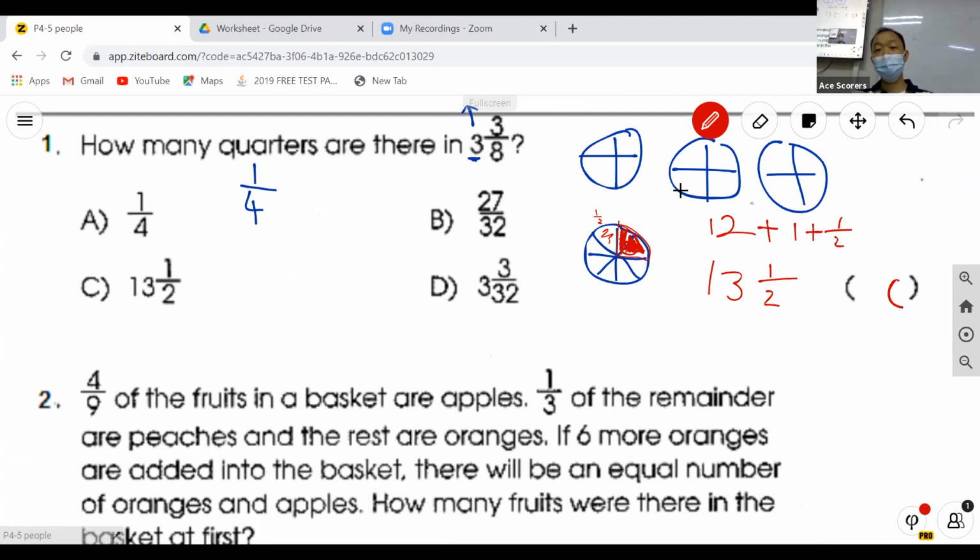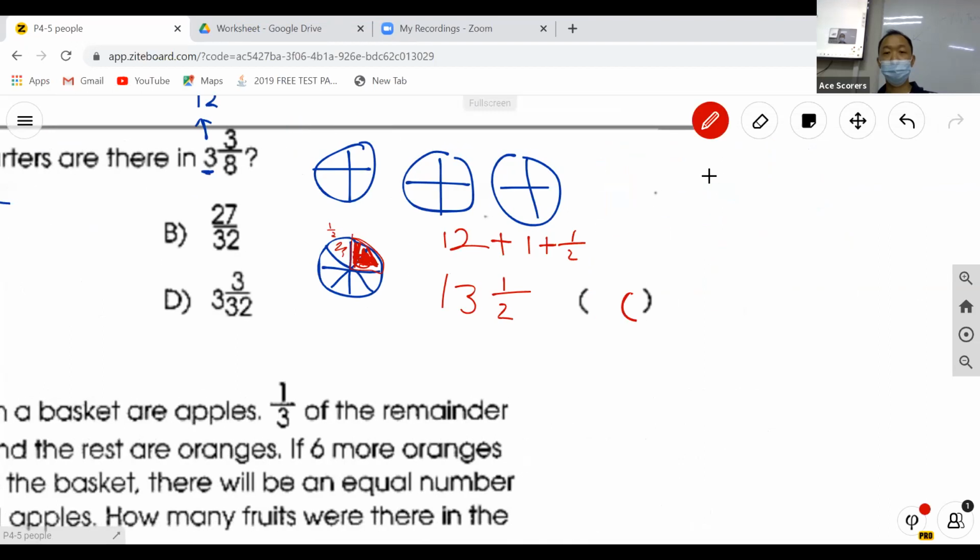Okay. Now this is the pictorial way of doing this. How about if I want to use the mathematical way? I take 3 and 3 out of 8 divided by 1 quarter. So to divide this, you gotta change this to the improper fraction, and then you do the KCM. Is that right? Yeah, that's pretty okay.